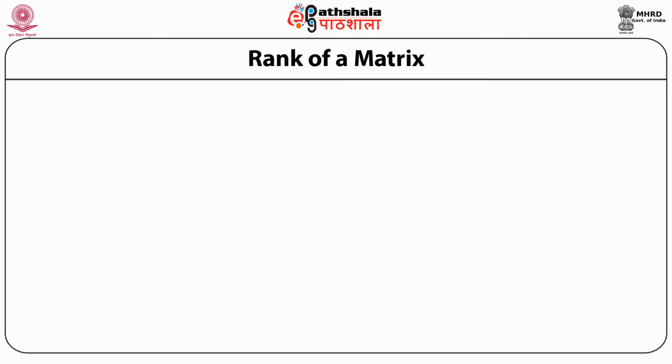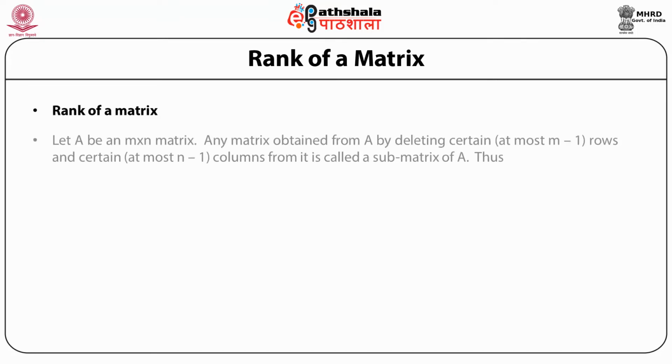Next topic is the rank of a matrix. Let A be an n cross n matrix. Any matrix obtained from A by deleting certain, at most n-1, rows and certain, at most n-1, columns from it is called a submatrix of A.